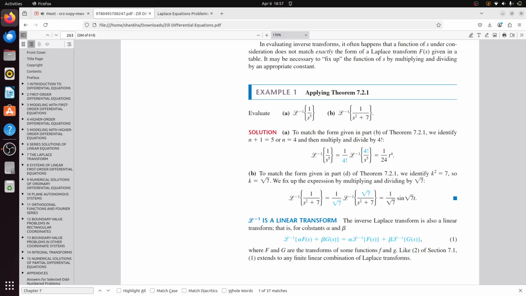Also, inverse Laplace transformation is linear. The combination, if you take the inverse Laplace transformation of alpha f(s) plus beta g(s), that will be alpha times the inverse Laplace transformation of f(s) plus beta times the inverse Laplace transformation of g(s).